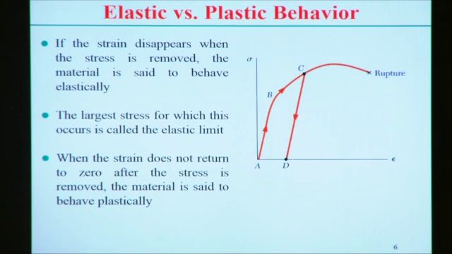So in this case, deformation at point C is called plastic deformation, while deformation up to point B can be considered elastic deformation. The largest stress for which this occurs is called the elastic limit, but when the strain does not return to zero after the stress is removed, the material is said to behave plastically. So there is a clear distinction between the elastic part and plastic deformation.